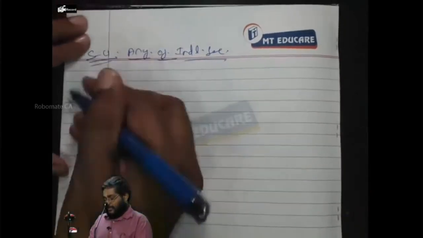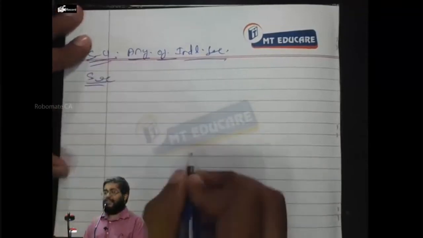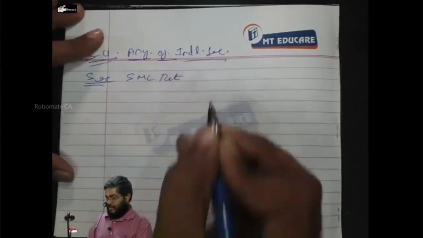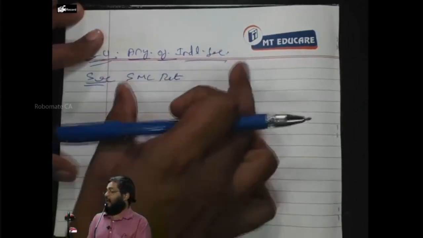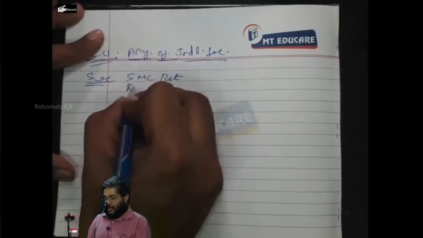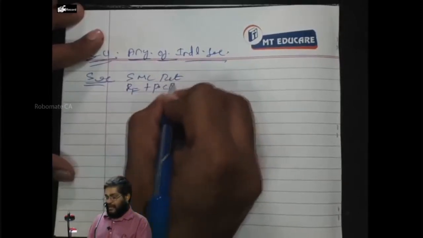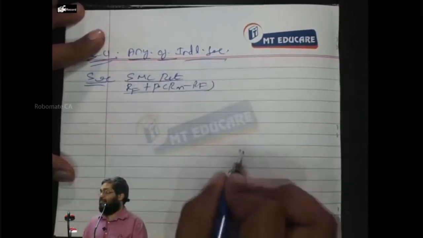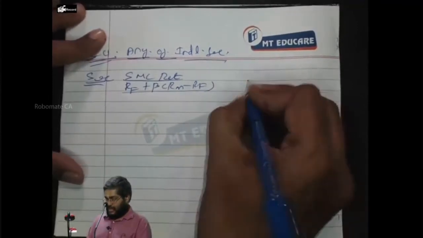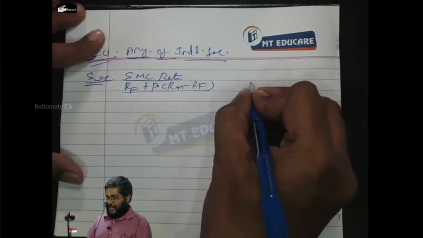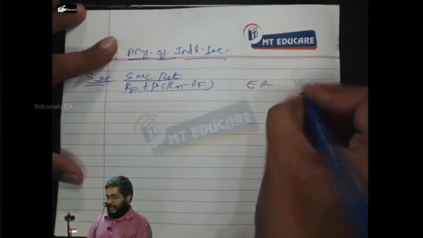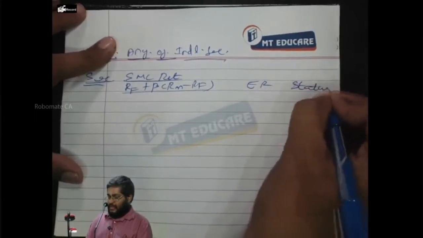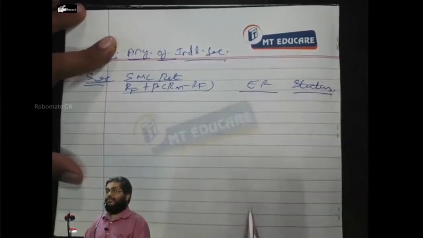Have the following columns. First column, security. Second column, SML return. Leave a broad space to do the calculation. The formula is RF plus beta into (RM minus RF). The third column is expected return. The fourth column is status, underpriced or overpriced.